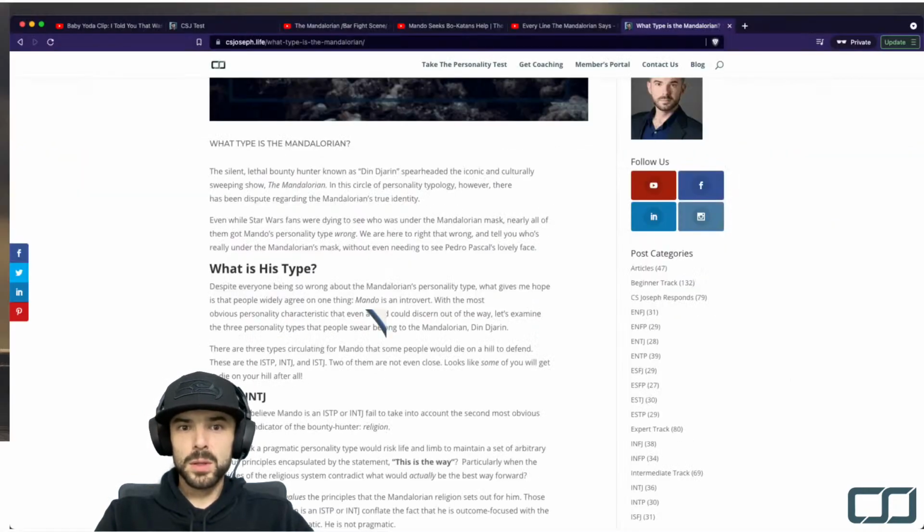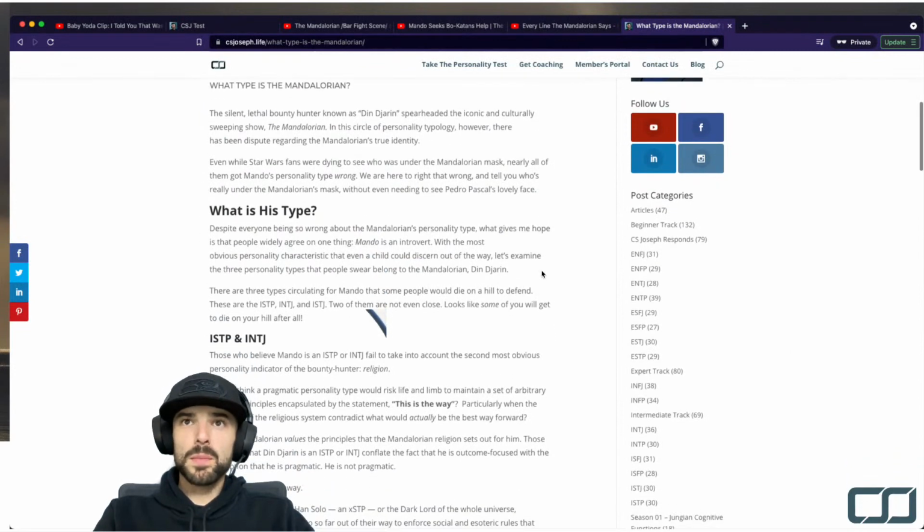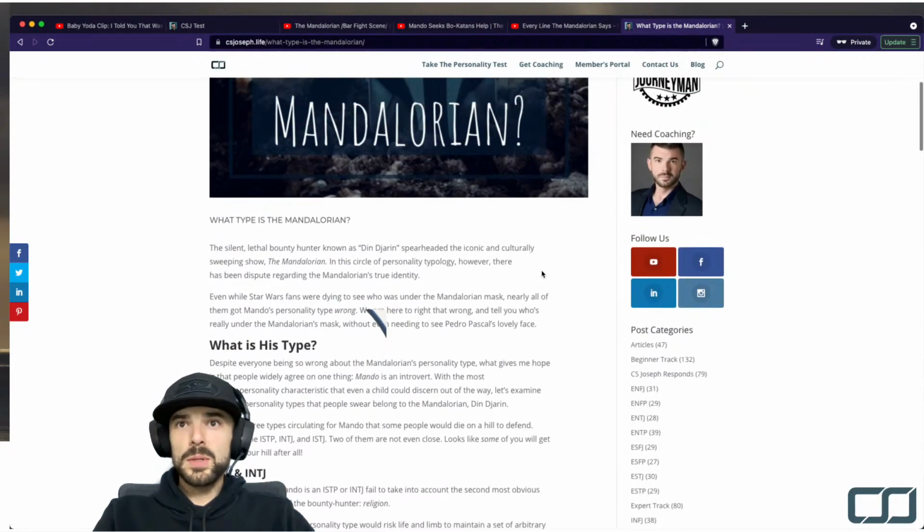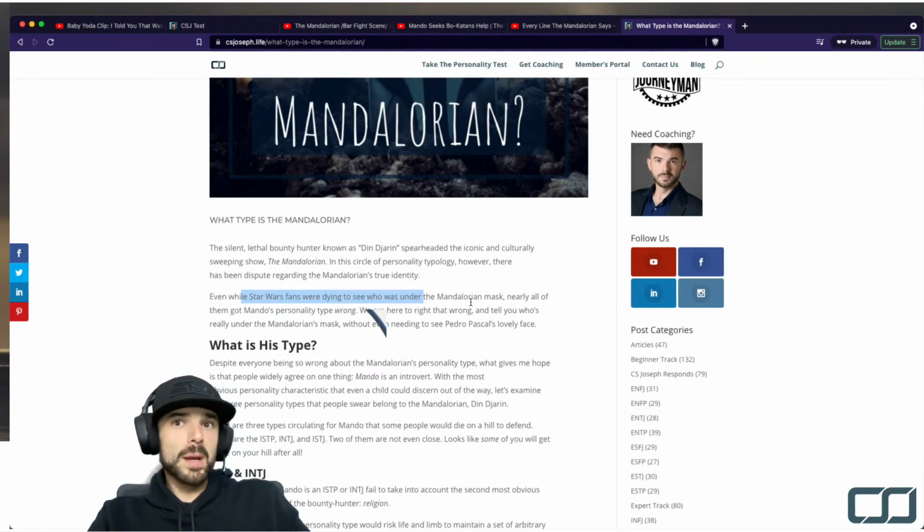Awesome. Cool. Alright. So, what type is the Mandalorian? The silent, lethal bounty hunter known as Din Djarin spearheaded the iconic and culturally sweeping show The Mandalorian. In the circle of personality typology, however, there has been a dispute regarding the Mandalorian's true identity. Even while Star Wars fans were dying to see who was under the Mandalorian mask, nearly all of them got Mando's personality type wrong.